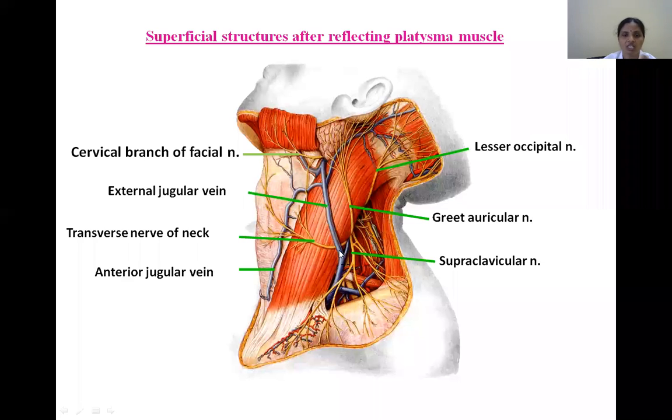It goes forward on the surface of the sternocleidomastoid. On reaching the anterior border, what happens? It divides into upper and lower branches. So most of the skin at the front of the neck is supplied by this transverse cervical nerve derived from the cervical plexus. So this is the transverse cervical. Then what is the supraclavicular nerve?